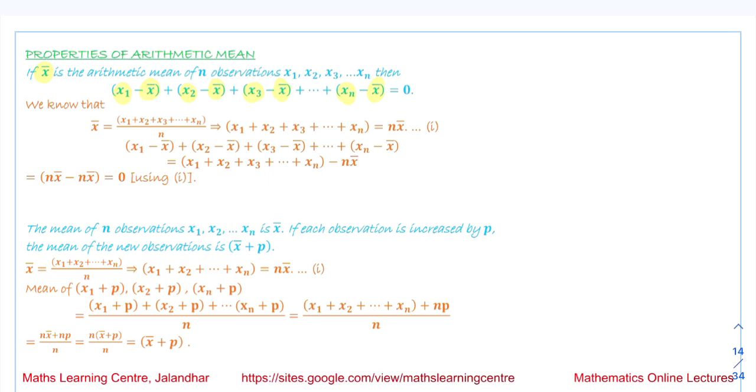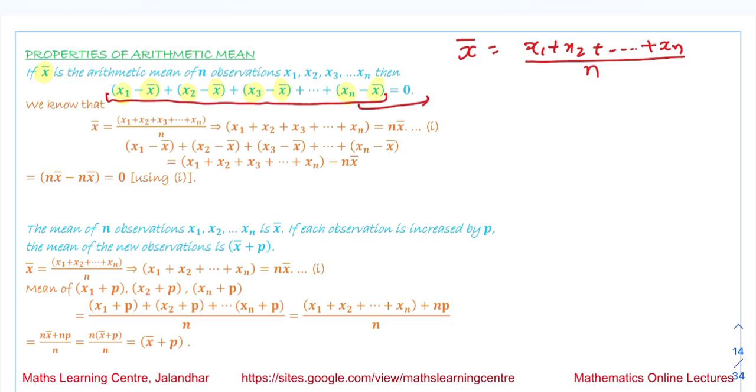So x bar is the mean, which means it is x1 plus x2 plus so on up to plus xn over n. Now we have to calculate the value of this term. If we look at this term, it is x1 plus x2 plus so on up to plus xn, and then we have taken the minus sign common. Now how many x bars do we have? It is 1, 2, 3, so on up to n. So we are writing it as n times x bar.